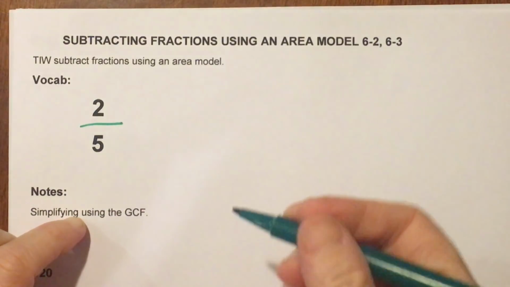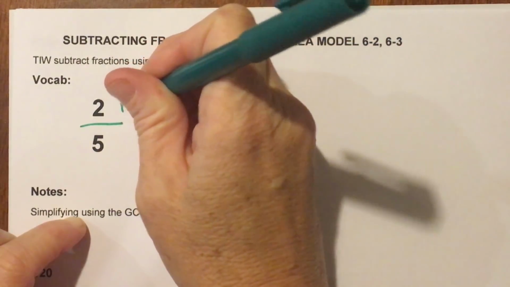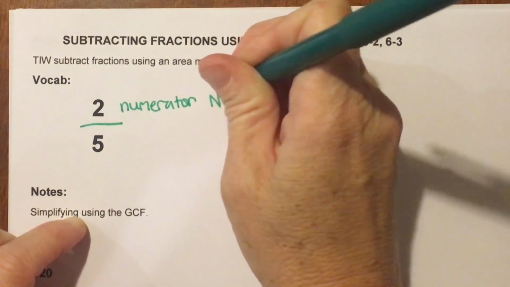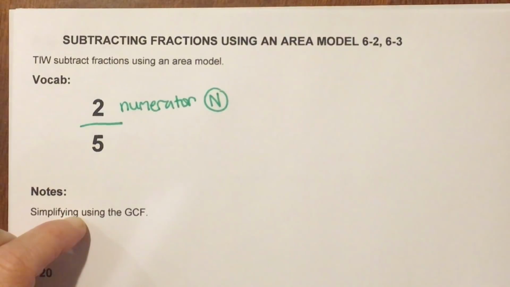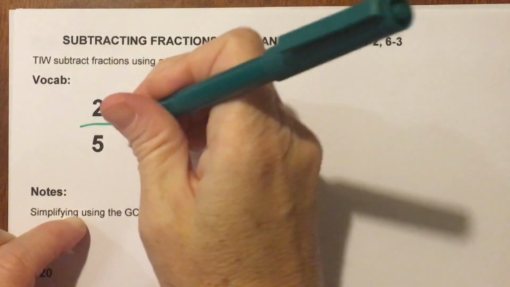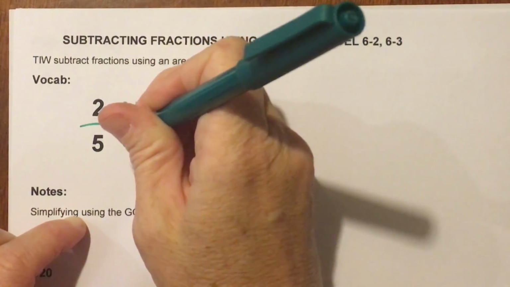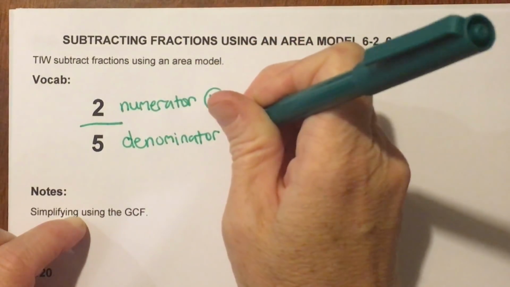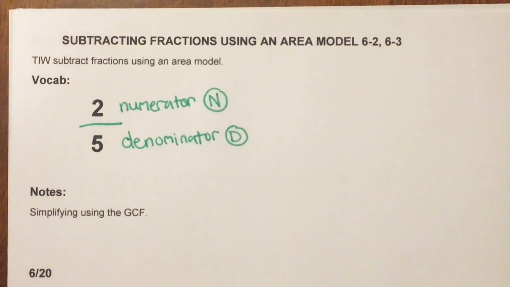A fraction is composed of a numerator, and sometimes we have been just putting an n as our notes, and a denominator. And as a shortcut in your notes, you could put a d. Okay, so you always have a numerator and a denominator, and they both have very different jobs.